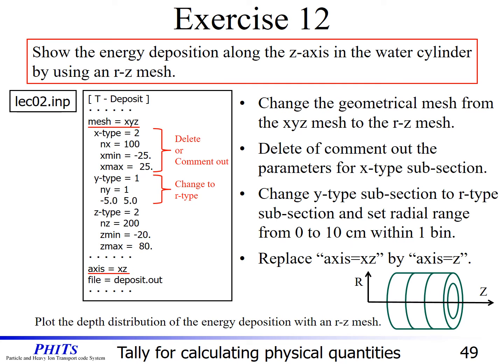We will try to output the energy deposition along the z-axis in the water cylinder by using an RZ mesh. Here is shown the procedure. First, replace mesh equals XYZ by mesh equals RZ and set R-type and Z-type subsections. Second, set the radial range from 0 to 10 cm within one bin. Last, replace axis equals XZ by axis equals Z. After that, please execute PHITS and check the result.